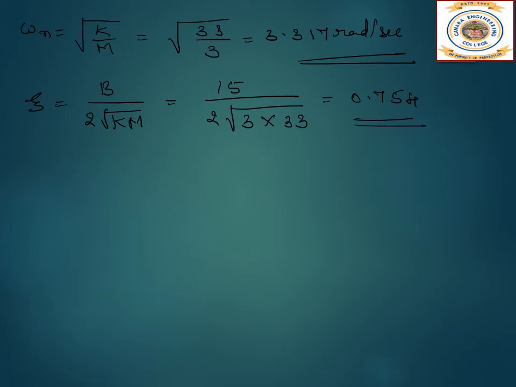So next, what is asked? We got zeta and omega n. Now percentage overshoot. Percentage MP is equal to, we know the formula, e power minus pi zeta, right?